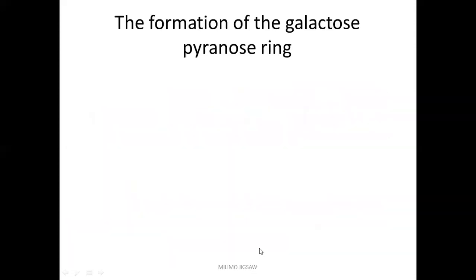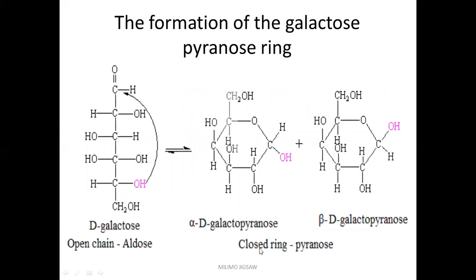Galactose will also form a pyranose ring. So similarly to glucose, carbon 1, where there's a carbonyl group, and carbon 5 will be involved in the reaction. Carbon 1 and carbon 5.